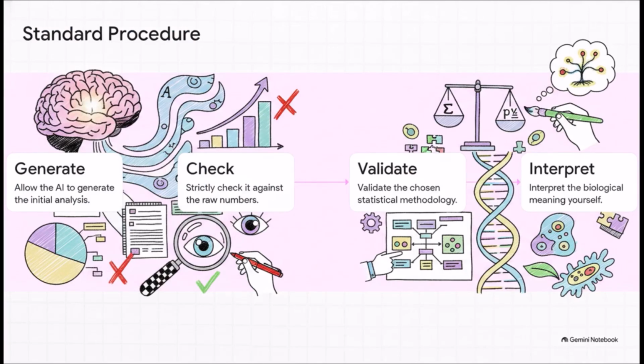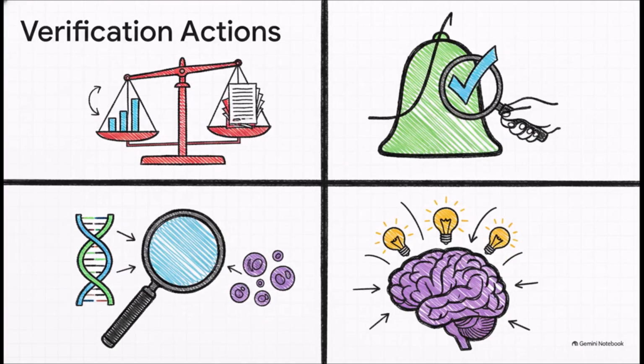Consider this your new standard operating procedure. First, you allow the AI to generate the visualization or analysis. Then, you step in to strictly check it against the raw numbers. Next, you validate the methodology. And finally, you, the scientist, interpret the biological meaning yourself. More specifically, you need to execute these 4 actions every time.